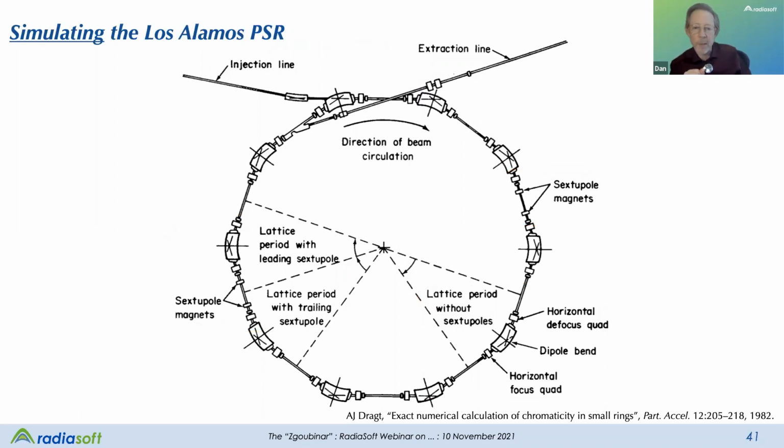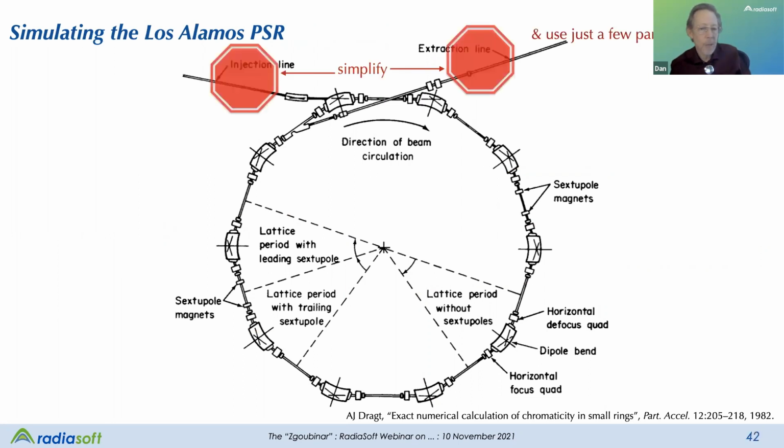To simulate a spin resonance in this machine using Zgoubi, we need to make a few modifications to the standard example available in the Zgoubi examples directory on Sireppo. That example already simplifies the machine by not including the injection and extraction lines. I will also track just a few particles so that we can see more clearly what is happening.